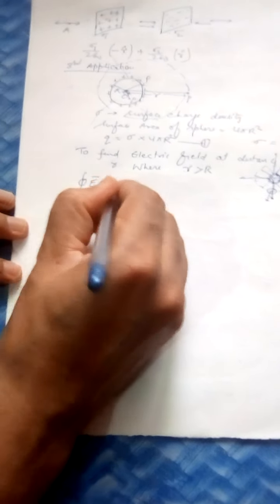E integral of ds is equal to sigma into 4 pi r square by epsilon naught. What is ds? For ds, you have to take the area of the Gaussian surface. Here you can see the radius of this Gaussian surface we have taken as small r. So the area of this Gaussian sphere will be 4 pi r square.